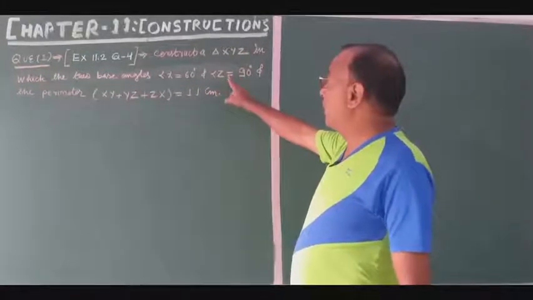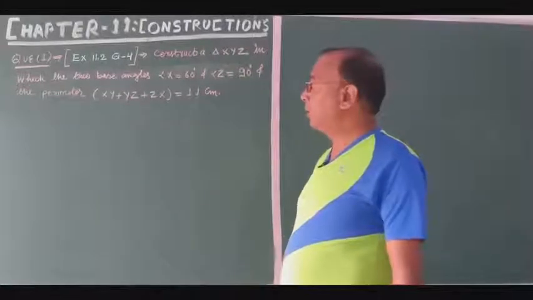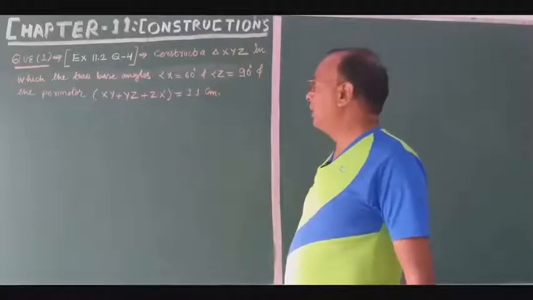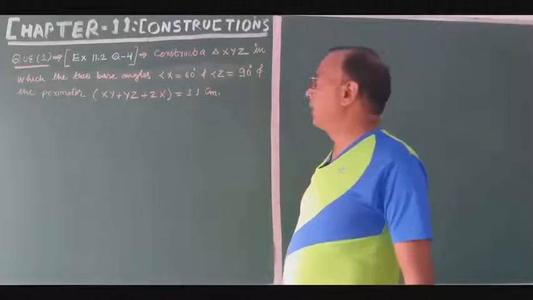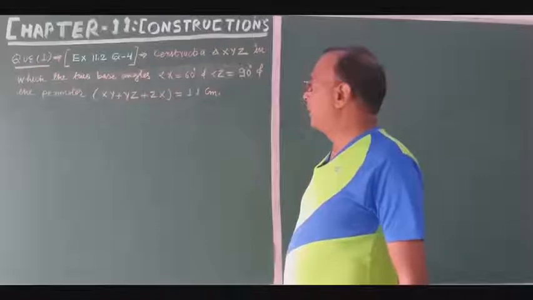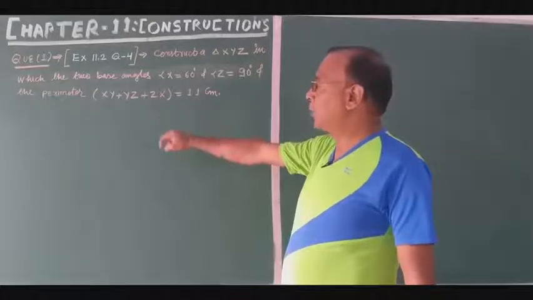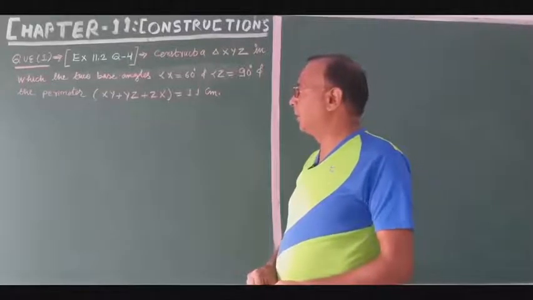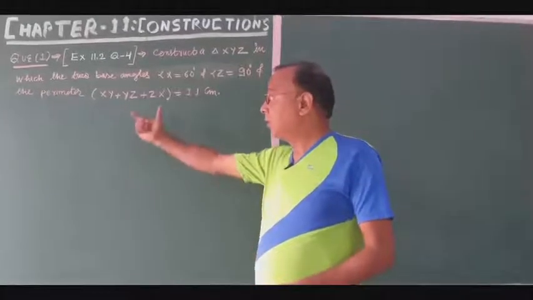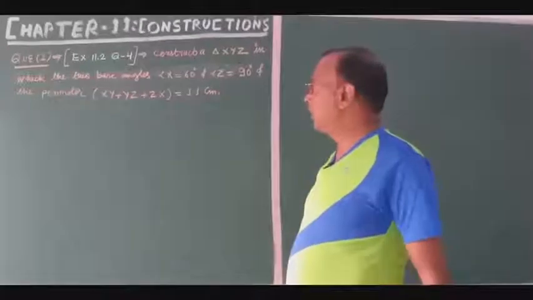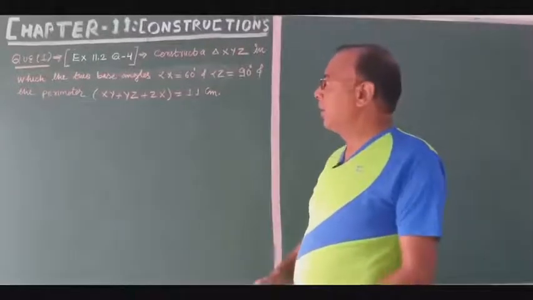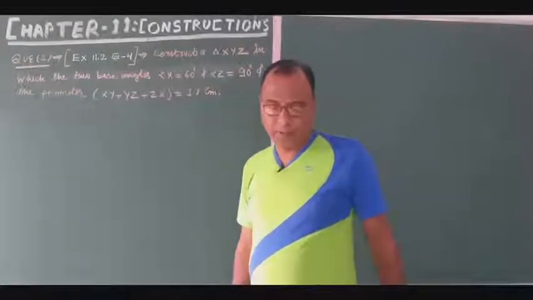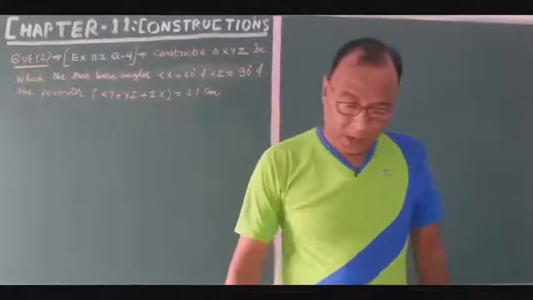Construct a triangle XYZ in which the two base angles, angle X is given 60 degree and angle Z is given 90 degree. And the perimeter, that is XY plus YZ plus ZX, is given 11 centimeter. Perimeter means sum of all the three sides, that is given 11 centimeter. And this is question number 4 of exercise 11.2. So just look how we will start this.